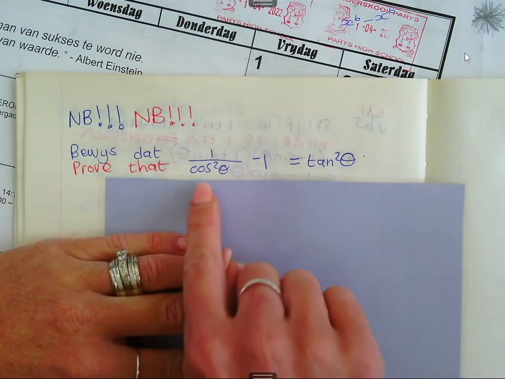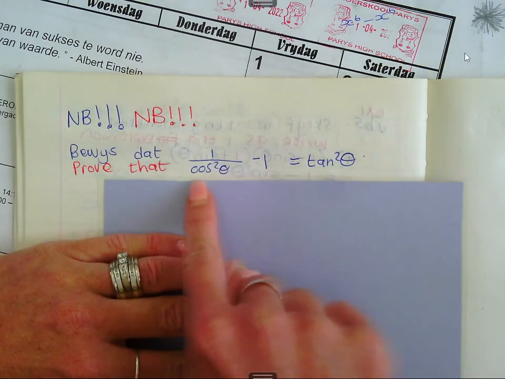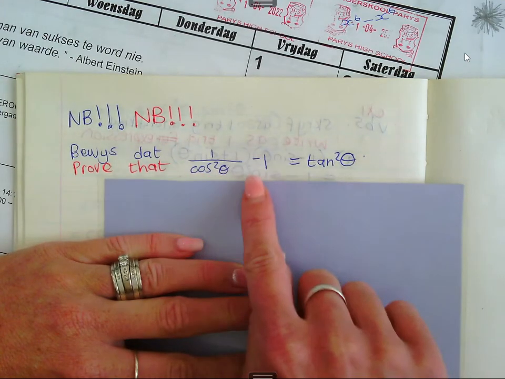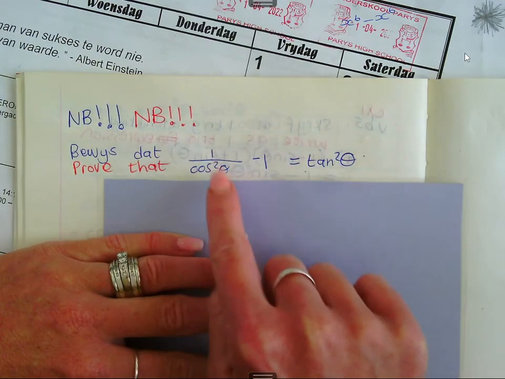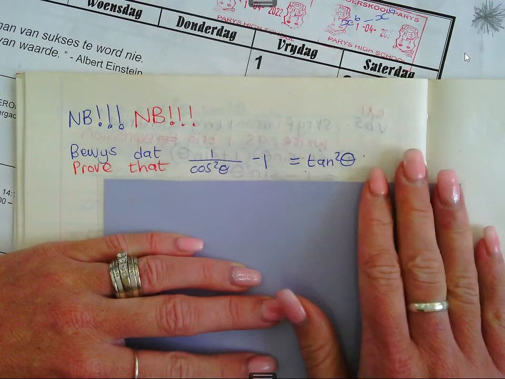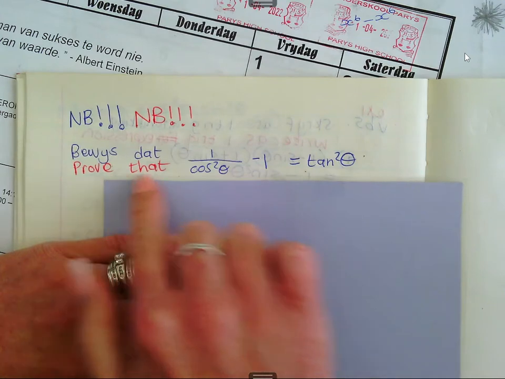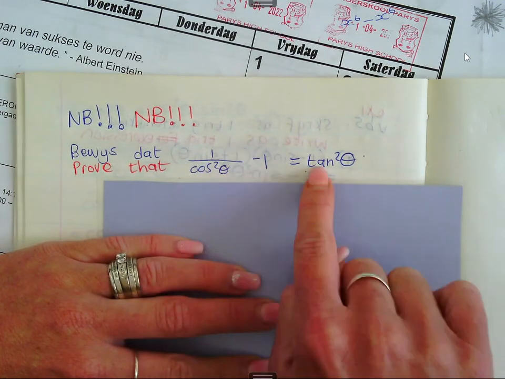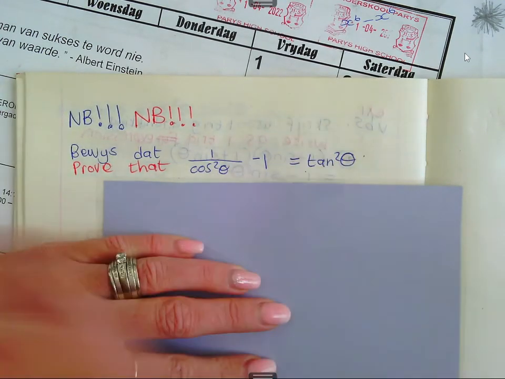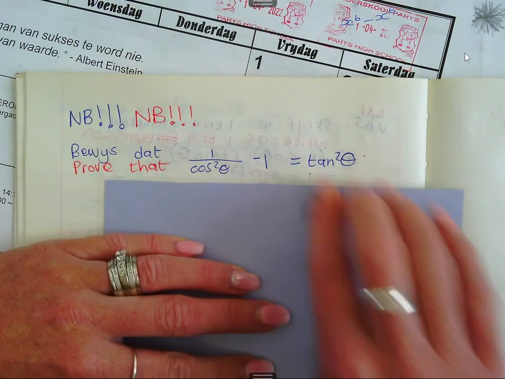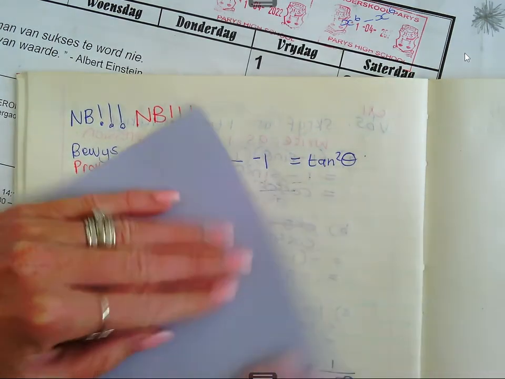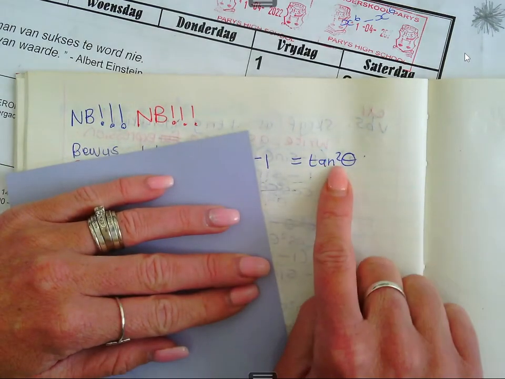So what they're doing here is they're giving you the left side and they're giving you the answer to this thing once it has been simplified. And they're asking you to prove that this is equal to tan squared theta. So you're not going to write that equal to. You see there's nothing there.